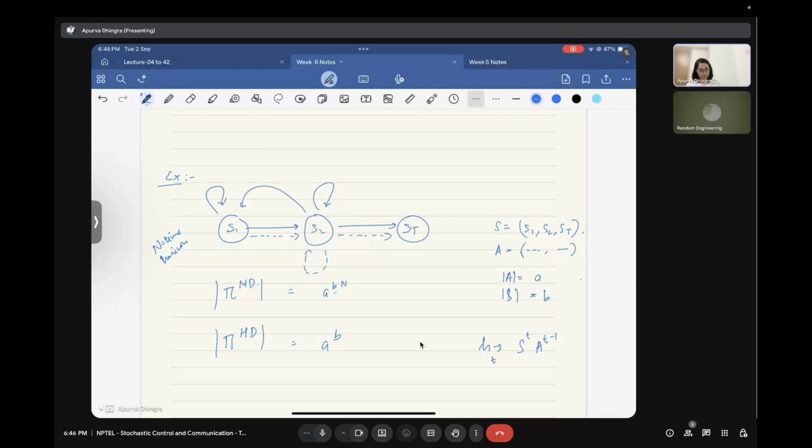and then next it will be A B squared, till whatever number we are going to, n minus 1, and so on. That's huge.